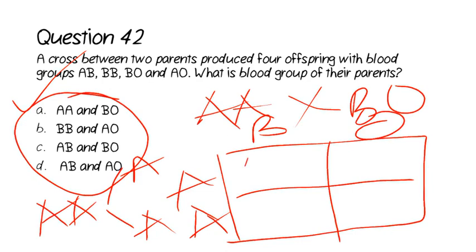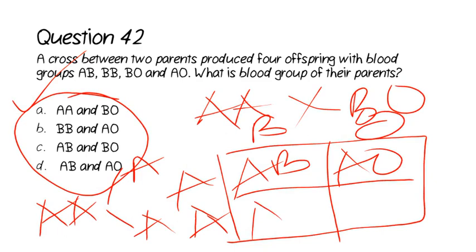A crossing with A will give us AA. A crossing with O will give us AO. A crossing with B will also give us AB. And A crossing with O will give us AO.